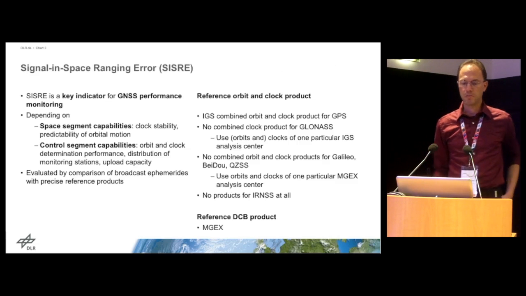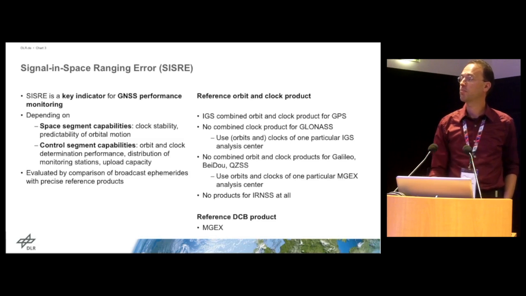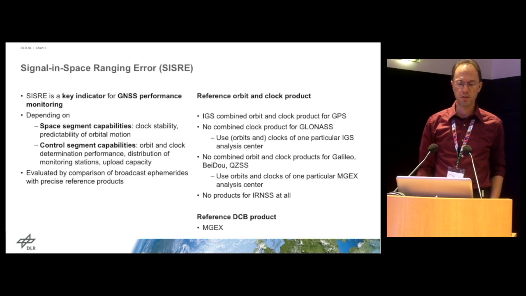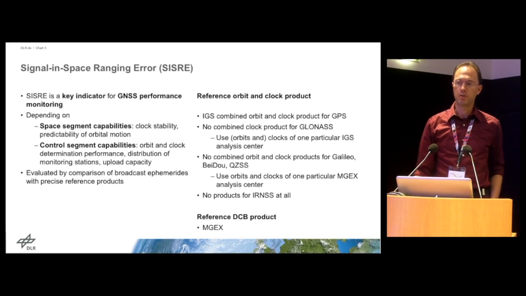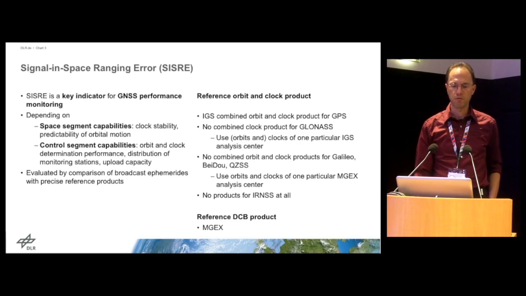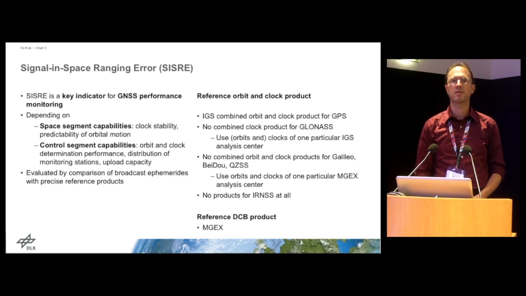As already mentioned, the signal in space ranging error is one of the key indicators for GNSS performance monitoring. It depends on two different components of a GNSS, namely the capabilities of the space segment, mainly the clock stability, but also the predictability of the orbital motion, and capabilities of the control segment. How good is the computation on the ground of the orbits and clocks? How well are the monitoring stations distributed, and of course the upload capacity, so how dense is your network of upload stations so that you can provide this upload with a pretty low latency.